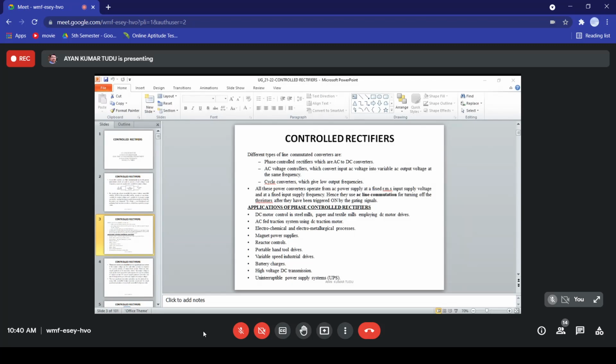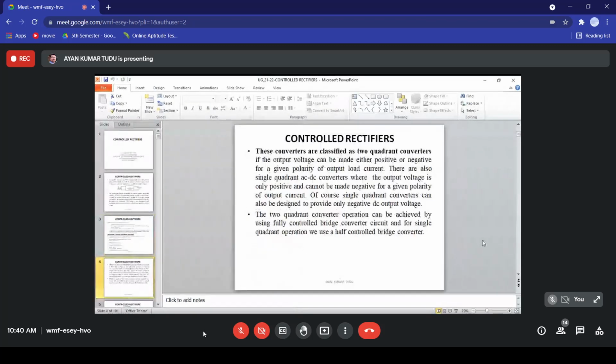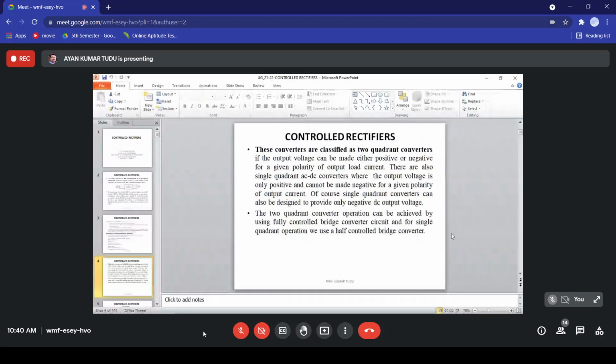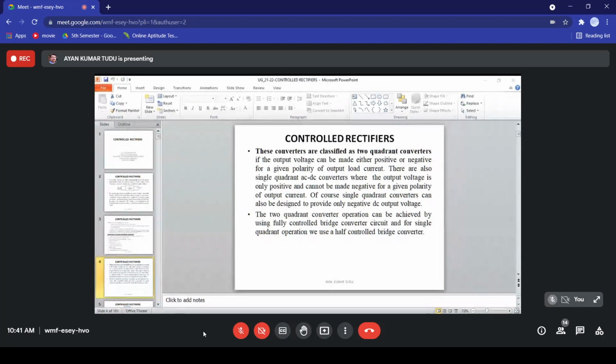Okay, so these phase control rectifiers or phase control converters are very simple, less expensive, and widely used in industrial applications as can be seen listed above. These converters are classified as two quadrant converters, that is, if the output voltage can be made either positive or negative for a given polarity of output load current.